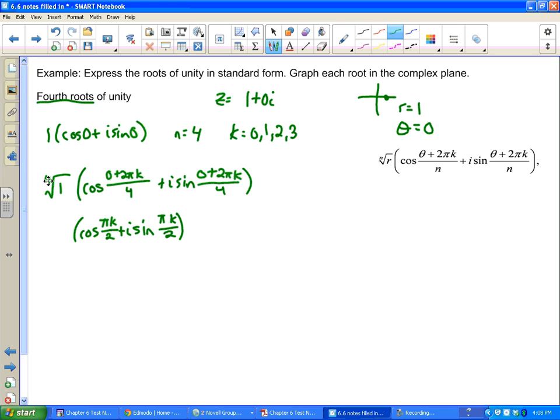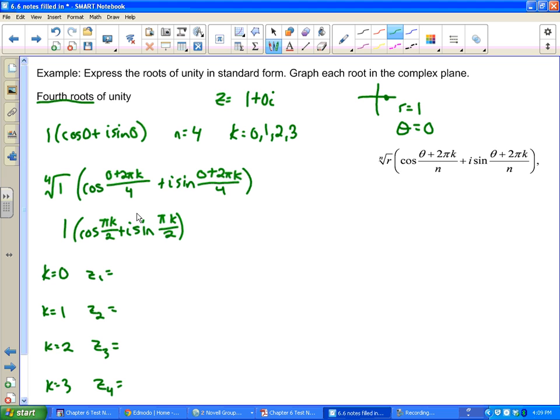Now the fourth root of 1, you may or may not realize, is 1. Okay, and so now we're just plugging in our values for k. We have k equals 0, which is going to give us our first answer. k equals 1 will give us our second answer. k equals 2 will give us our third answer. And k equals 3 will give us our final answer.